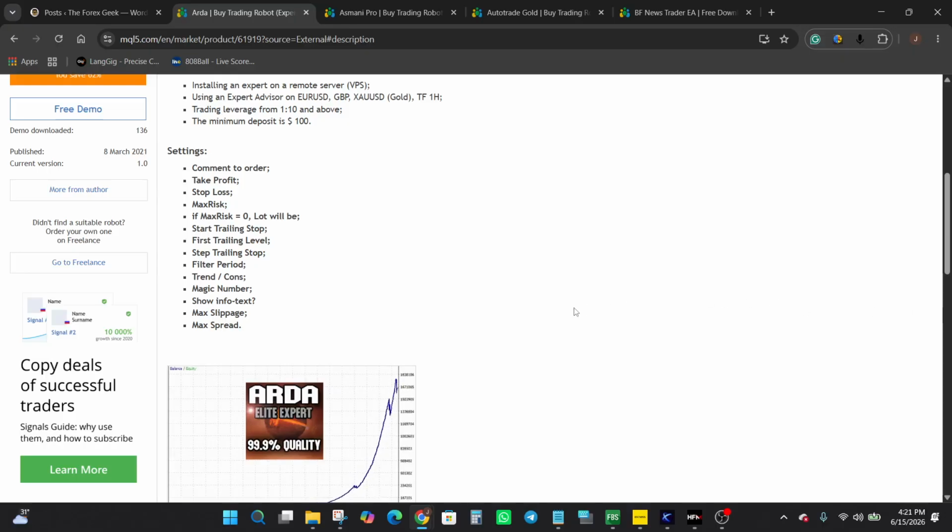Other available controls include a filter period setting, a trend cons parameter, magic number configuration, maximum slippage controls, and maximum spread limits. These types of settings can help traders tailor the EA's operation to their trading environment while maintaining separation from other automated systems running on the same account.